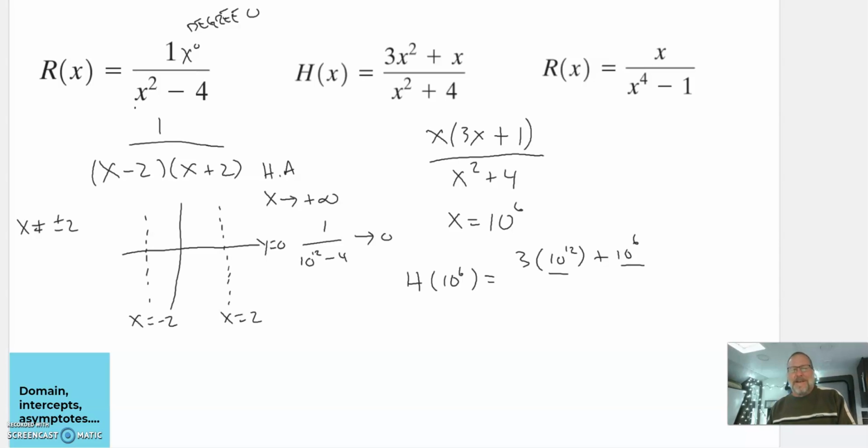Play around with a calculator if you don't know the answer to that. But the real answer to that is a million is nothing, zero compared to 10 to the 12th. Huge difference. Okay, over 10 to the 12th plus 4.